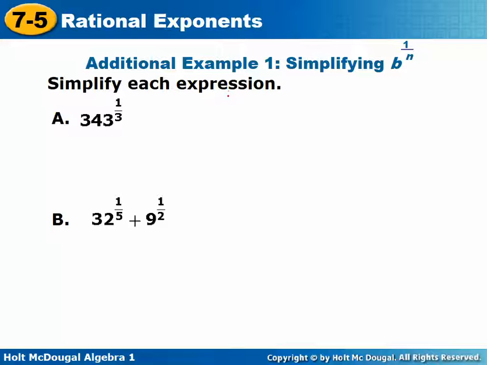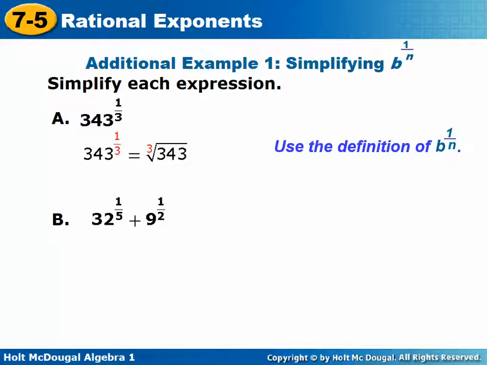So here's some examples where we're just going to be simplifying, and this is like most of your worksheet. So in A, it's 343 to the 1/3 power. That's the same as the cubed root of 343. So it might help you to think about it that way, whichever way it helps you to think about. So we're really looking for what number to the third power is equal to 343.